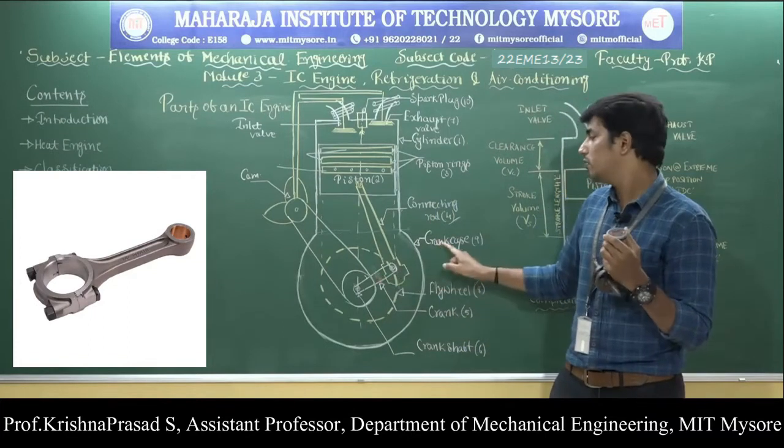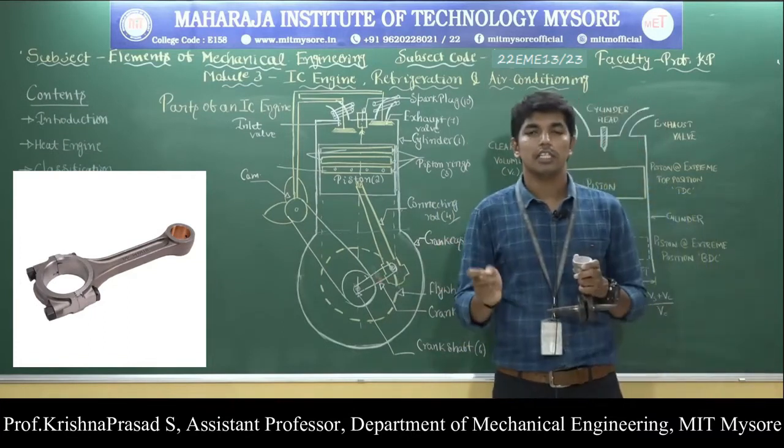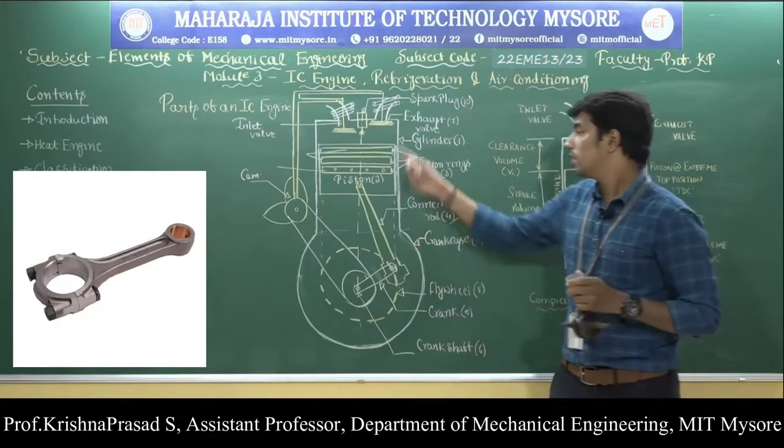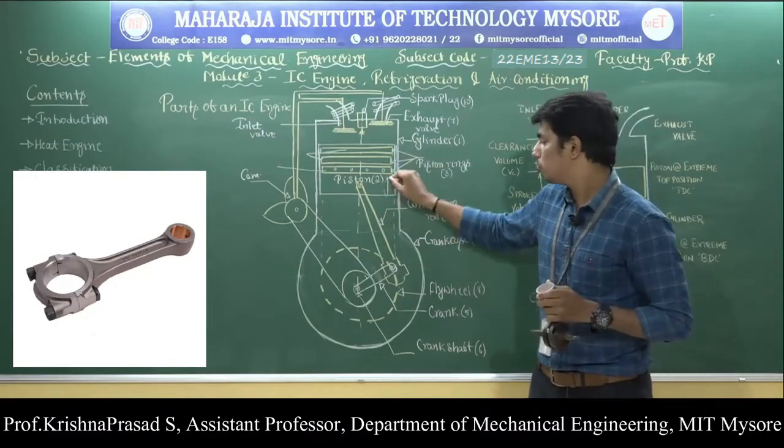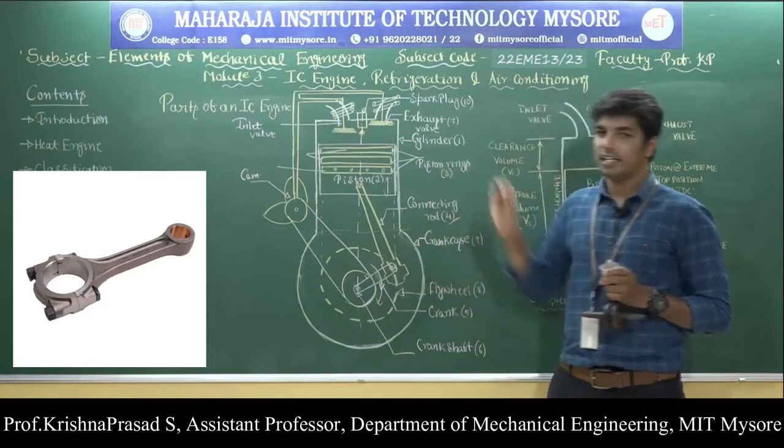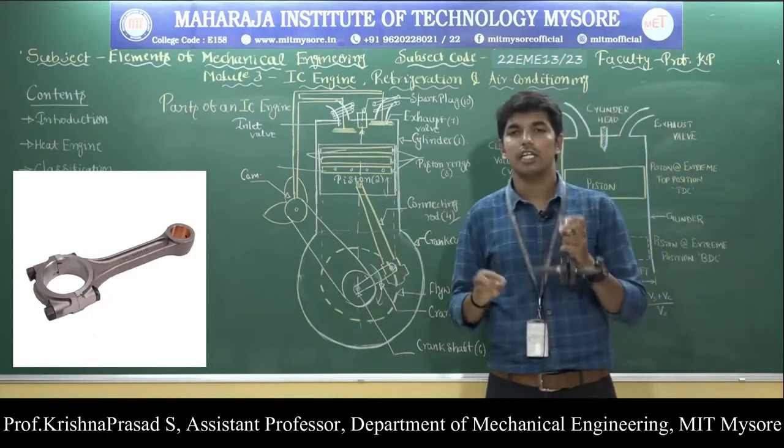So this is regarding the connecting rod. The main function of the connecting rod is to convert the reciprocating motion of the piston into the rotary motion of the crankshaft. This is the main thing regarding the connecting rod.